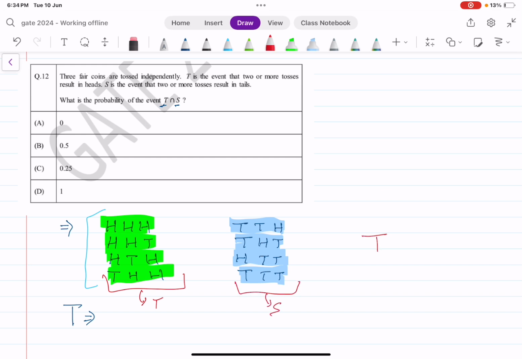Now what will be T intersection S? There are no common outcomes, right? To get the probability, we have to see if there are any common outcomes between T and S, and then we divide by 8, which is the total count of outcomes in our sample space. There are zero such outcomes in T intersection S. So that will be 0 divided by 8, or 0 itself. So the answer will be A, 0. Thank you.